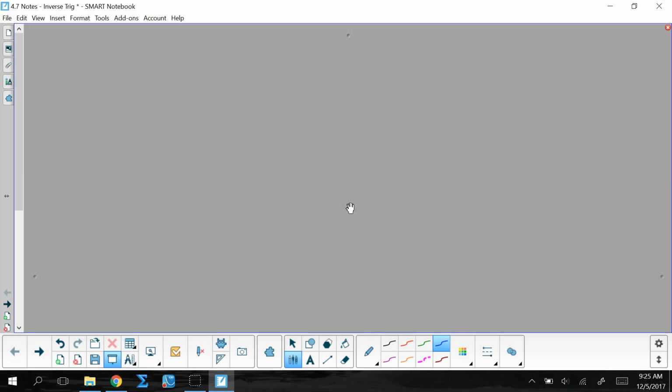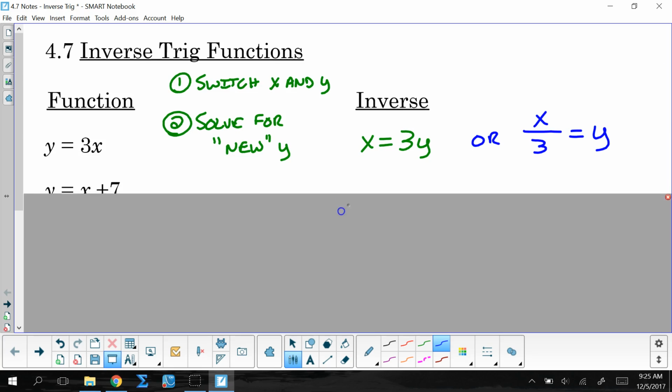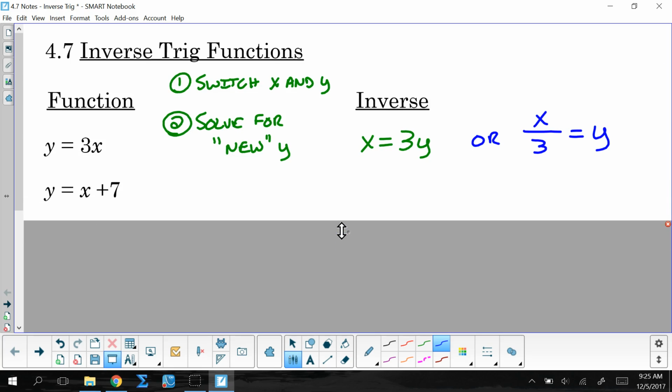Whoa, what happened there? Find me the inverse of y equals x plus 7. What do I do first? Switch the x and the y. So that becomes x equals y plus 7. Then I solve for y. So what do I get when I solve for y?